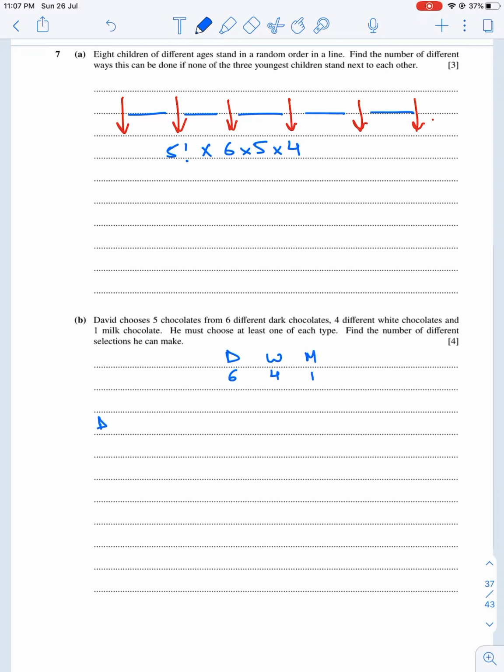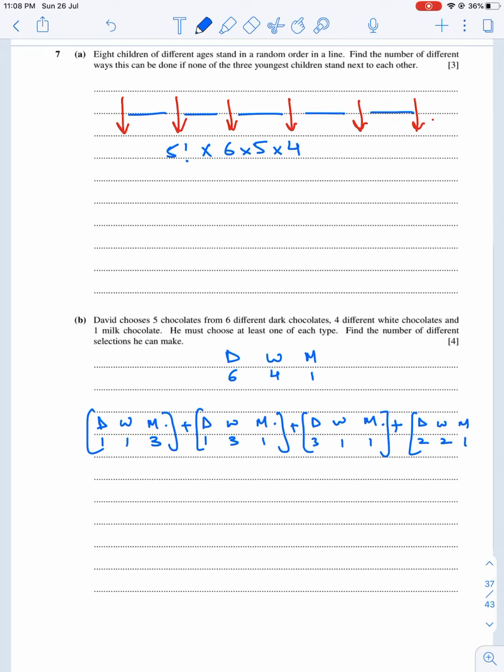Okay, so let's write down the options: dark, white and milk. 1, 1 and 3 for this one. It can be 1, 3 and 1 for this one. It can be 3, 1 and 1 for this one. So these are the different options which I am listing, and then we're going to figure out the answer. It can be 2 of these, 2 of this and 1 of this.